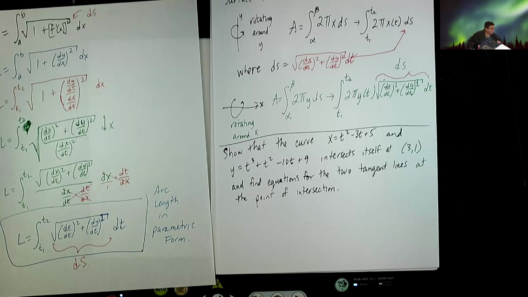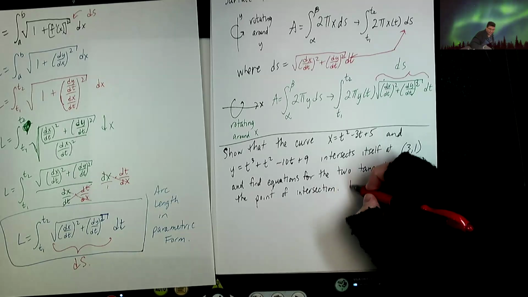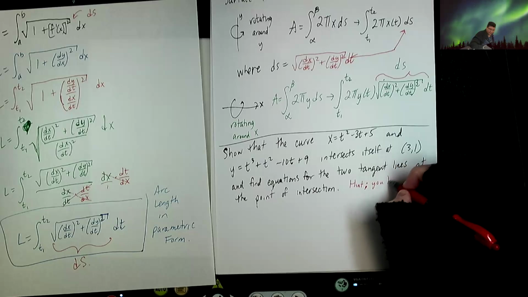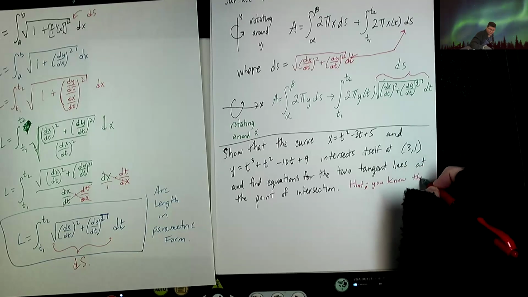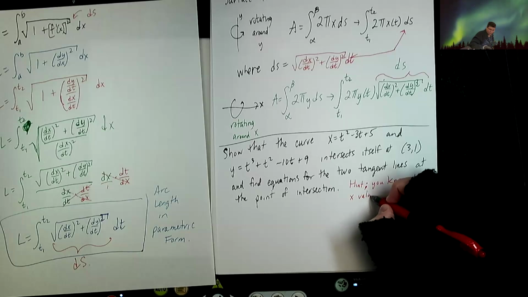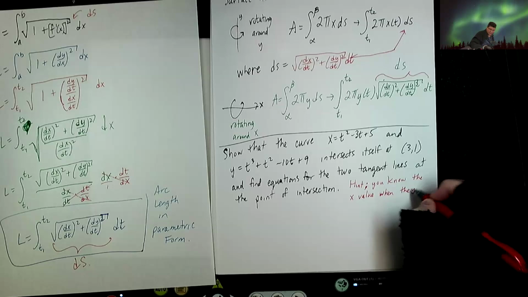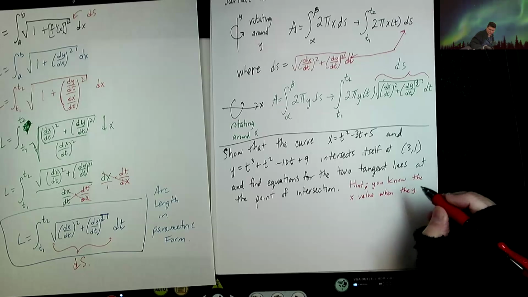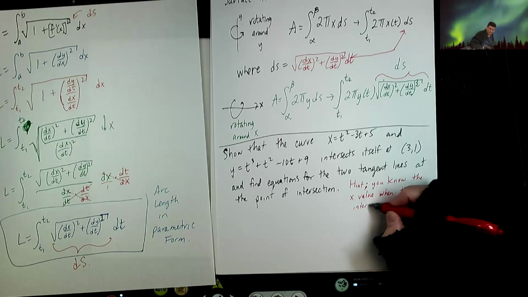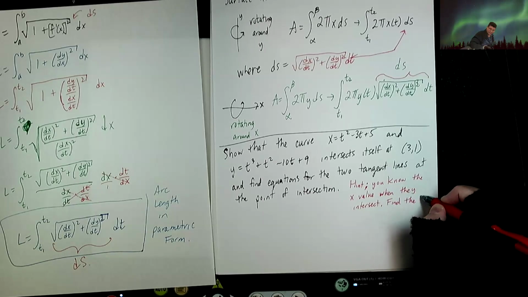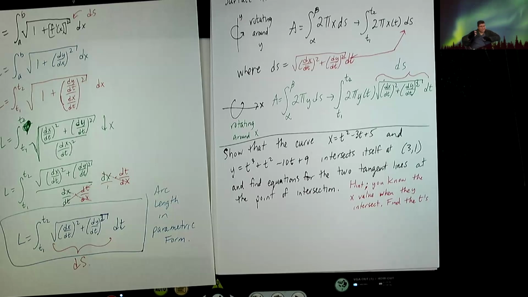I'm going to give you a hint on how to start. You know the x value when they intersect. Find the t's that go with it. That'll give you the two points in time when it happens.